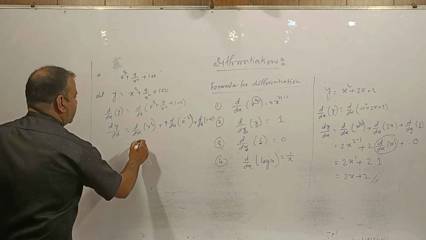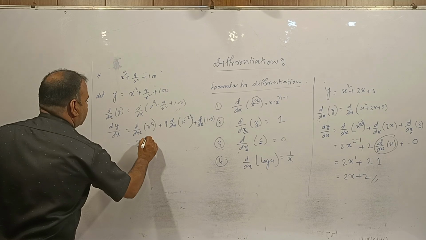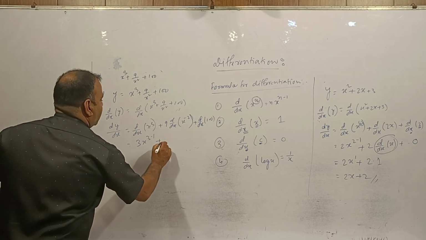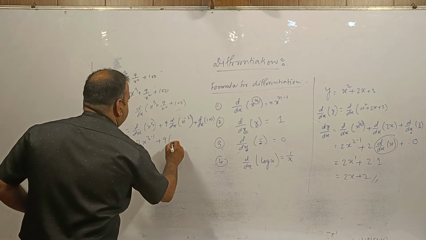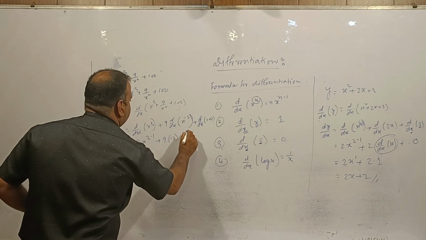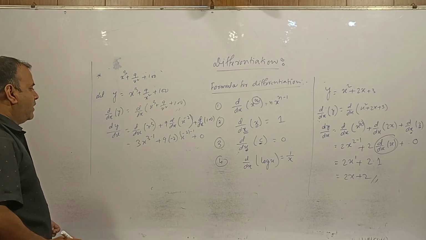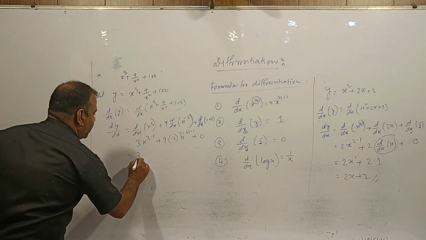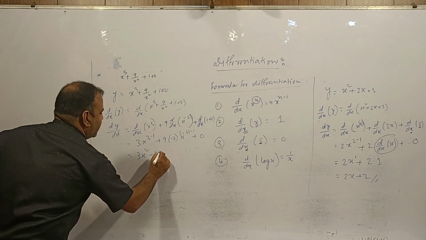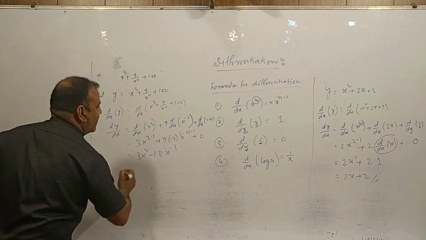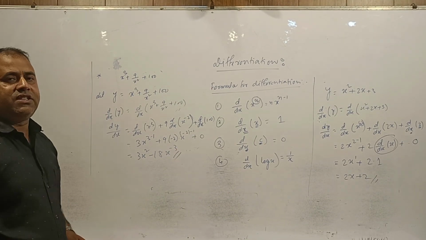So in this case, 3x to the power 3 minus 1, plus 9, and x to the power n means minus 2 into x to the power minus 2 minus 1, and here it will be 0. So now in this case 3x square minus 18x to the power minus 3. So this is the result of differentiation.